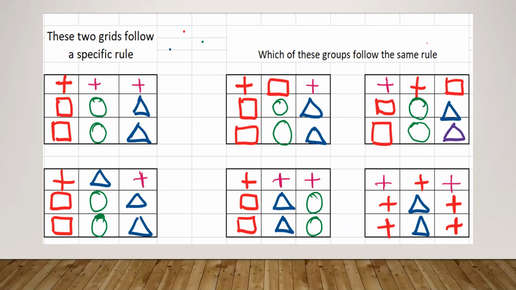If you see, this is the same. The first column is the same. The first row is not the same. The second row is the same, and the third row is also the same. So this is also the second and third row.